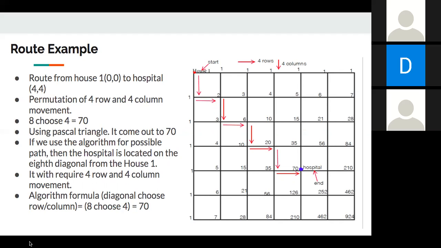The route from house 1 to the hospital also creates the familiar pattern of Pascal triangles. In terms of Pascal triangles, the hospital is located at the 8th diagonal and is in the 4th row and the 4th column. Therefore, according to our algorithm, the possible pathways would be diagonal choose row or column, which becomes 8 choose 4, which is 70.